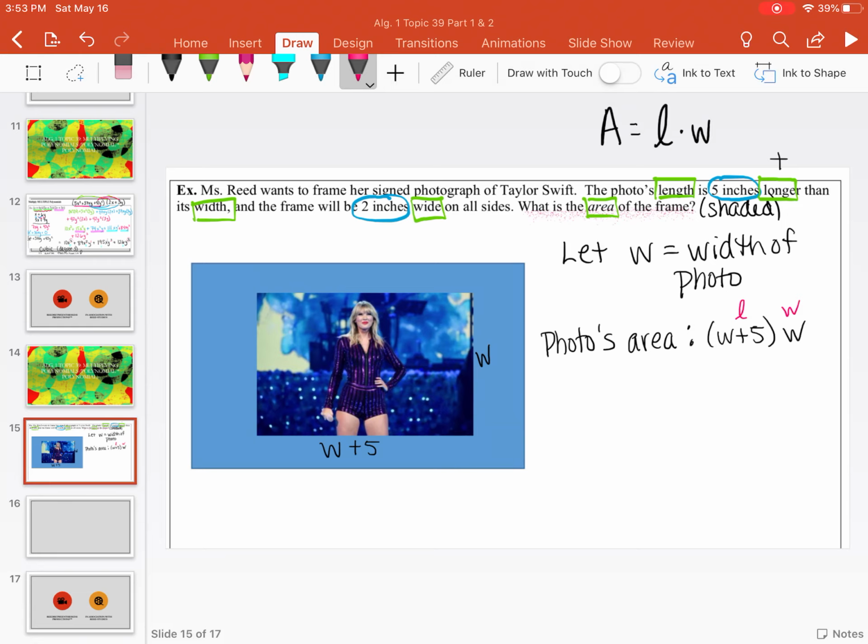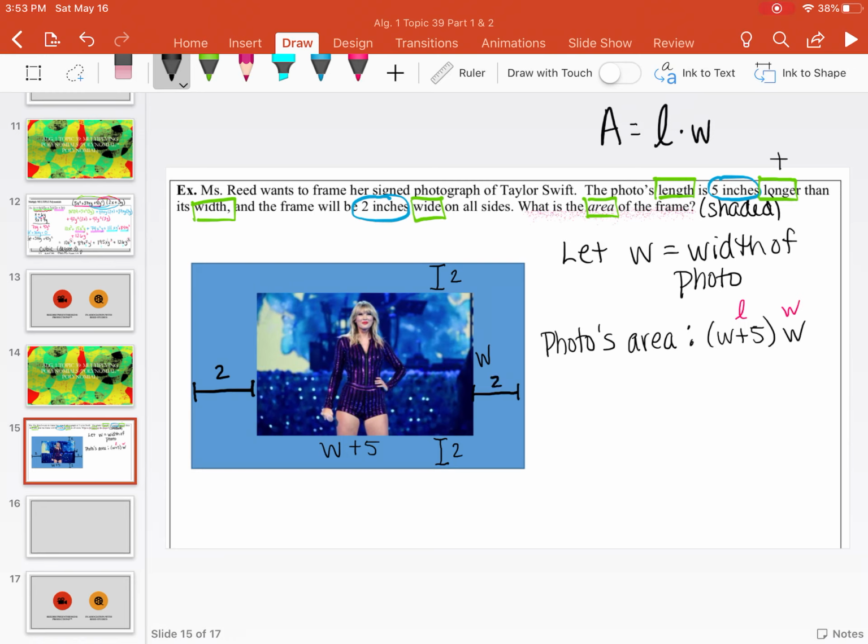Now we know the frame will be 2 inches wide on all sides. So that means from the bottom of the frame to the photo, that's 2 inches. From the top of the photo to the top of the frame, goodness, that will also be 2 inches. From the far end of the frame to the left side of the photo, that will be 2 inches. And from the right side of the photo to the right side of the frame, that will also be 2 inches.